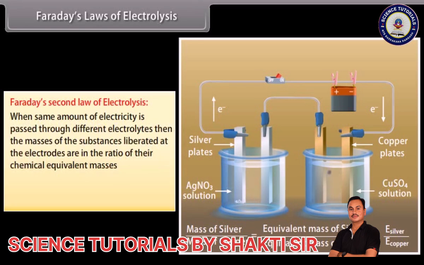When the same amount of electricity is passed through different electrolytes, then the masses of the substance liberated at the electrodes are in the ratio of their chemical equivalent masses.